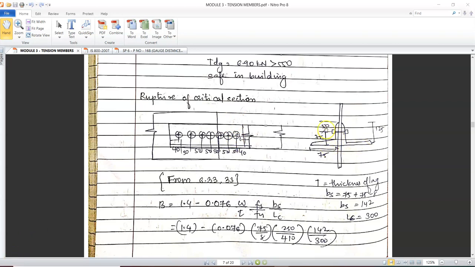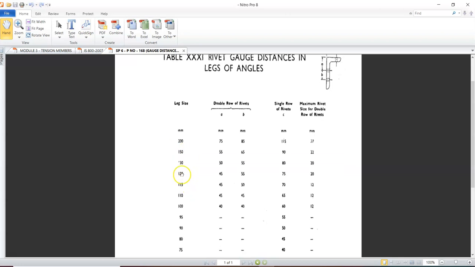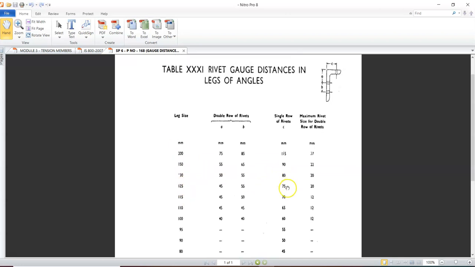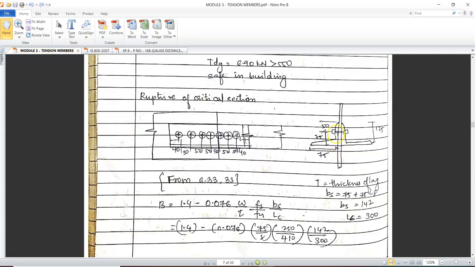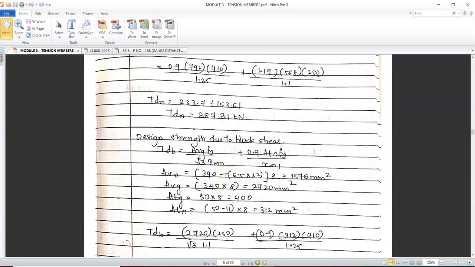Now this distance has to be taken again from SP6. The connected leg is 125 mm, then the outstanding leg is 75 mm. Now we can refer to SP6 for 125 mm. You can see this, distance C is 75. The same is taken here, 75, and this is 50. With that, the further calculations are done here.